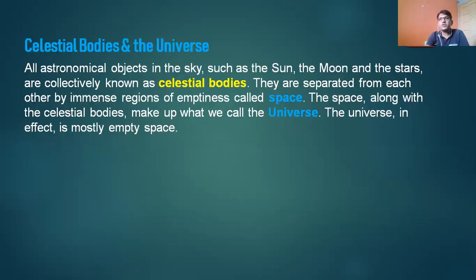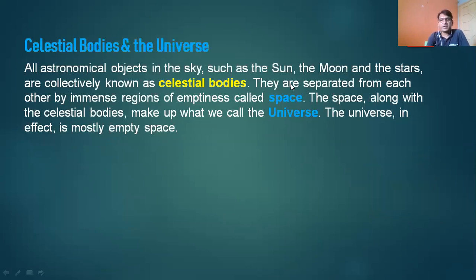Celestial bodies in the universe. The things which are present in the universe, we call them celestial bodies or astronomical objects. One thing is common: all astronomical objects in the sky, such as the sun, the moon, the star, are collectively known as celestial bodies.